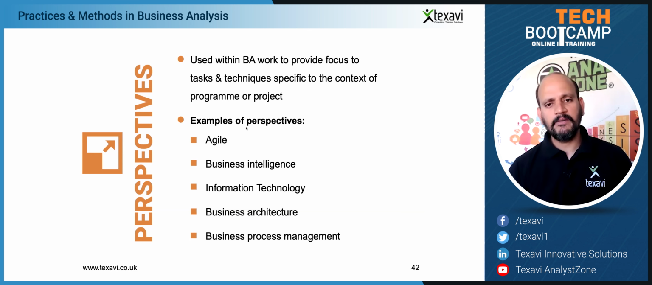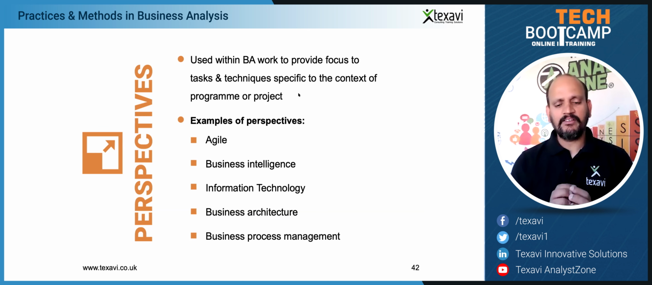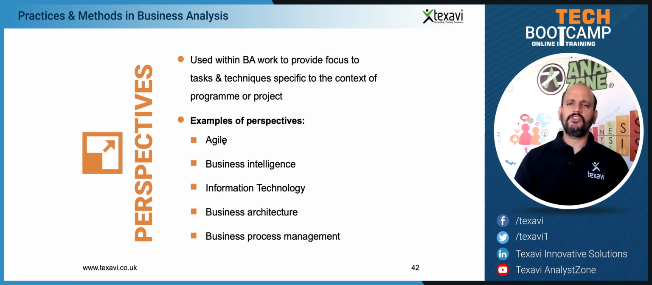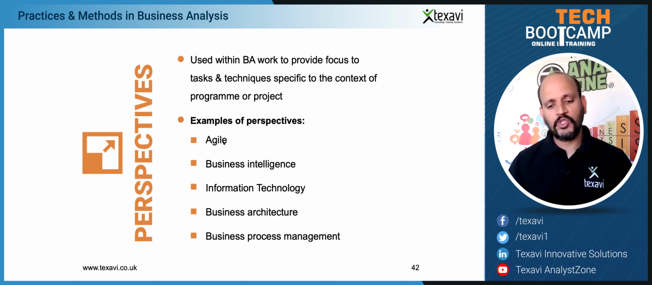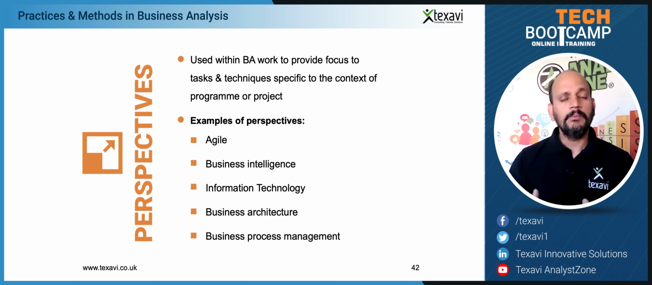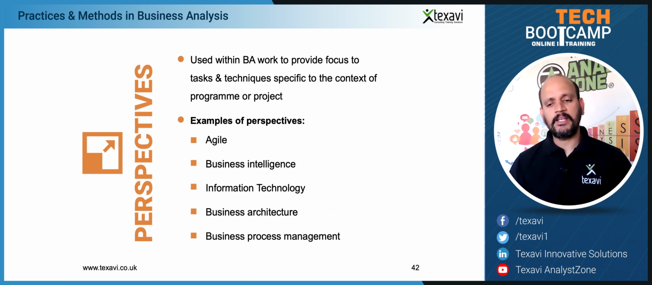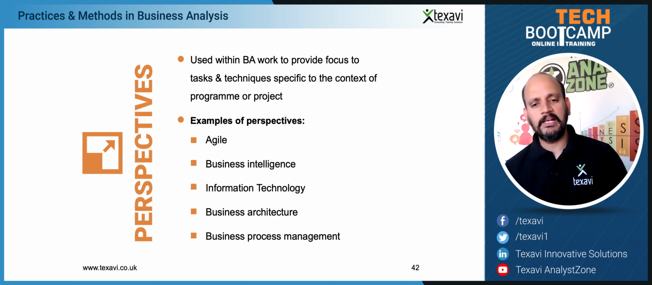Perspectives are based on the kinds of stakeholders and their worldview of how they look at things. Some examples are agile, which is how you manage change, how you accept change, how you respond to change. Business intelligence is all about how you gather insights and analytics from data. Information technology is again a perspective: how you use information and deliver features through technology. Business architecture and business process management are all different ways of delivering that.